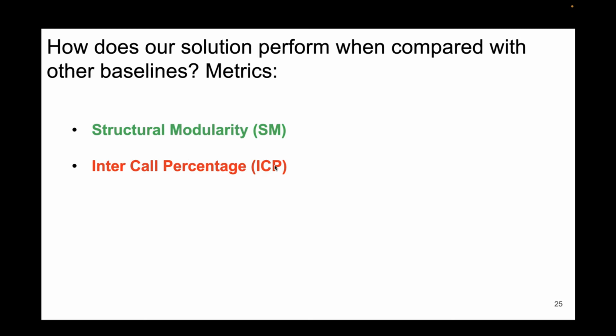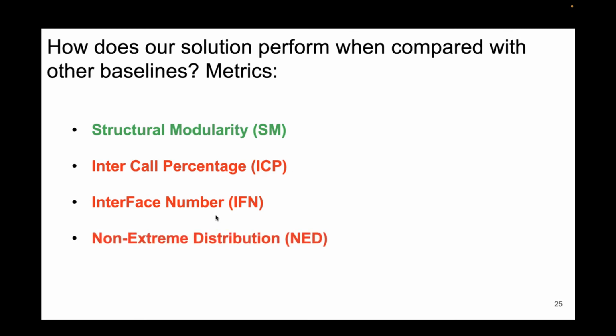Lower values are better. The interface number, as the name should suggest, is a metric for measuring the mean number of interfaces in the microservices. Lower values are better as well. And finally, we use the non-extreme distribution metric, which evaluates how extreme the microservice sizes are. So it penalizes extremely large or extremely small microservices. So the lower the values are, the better.